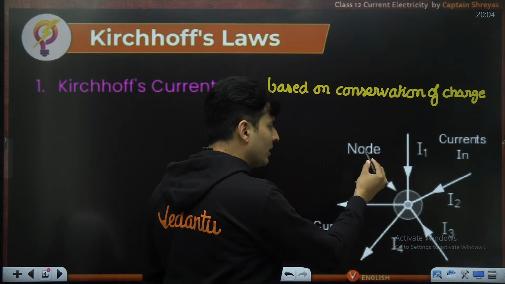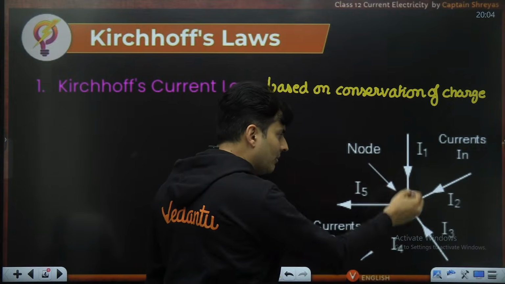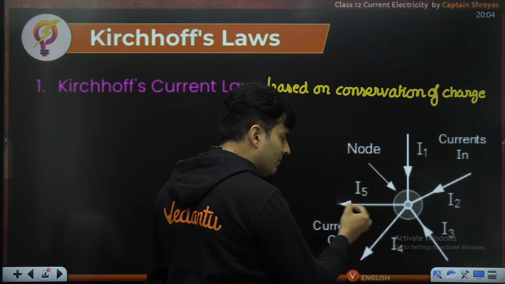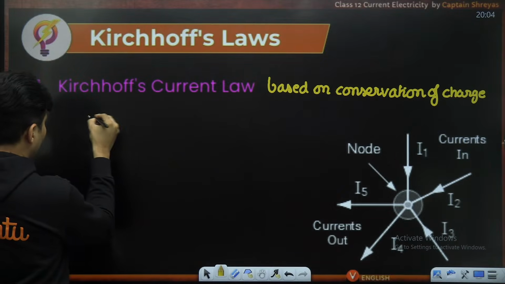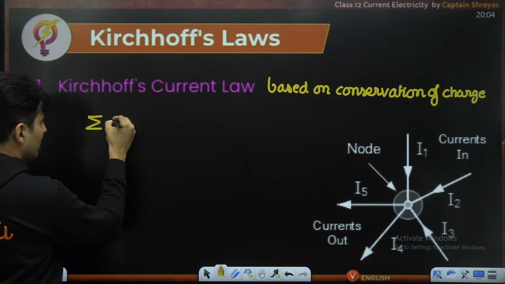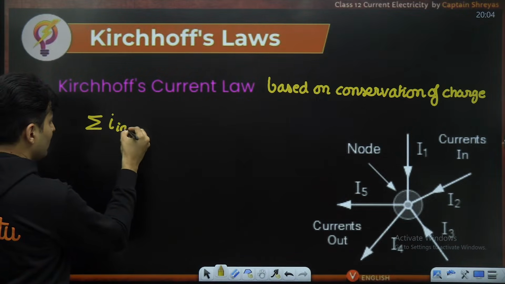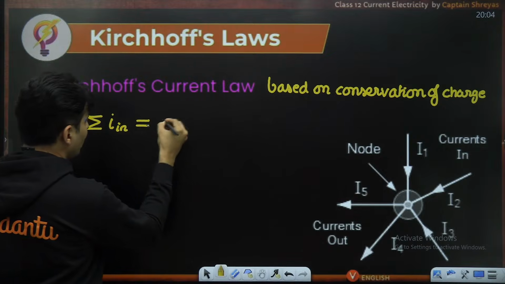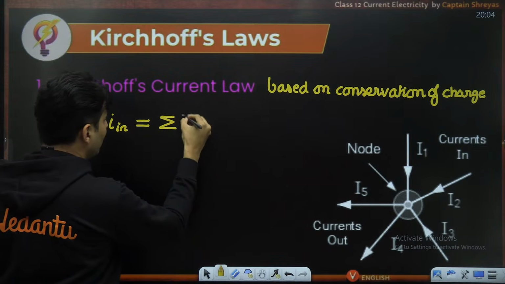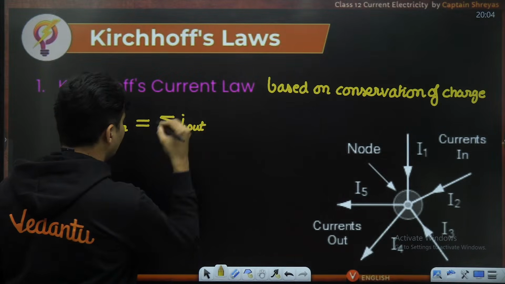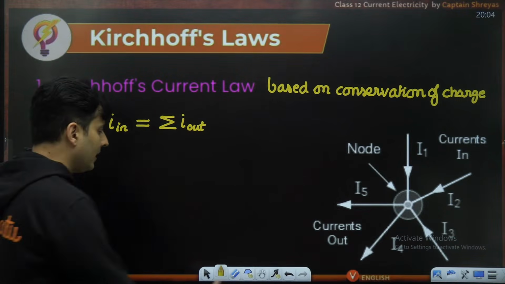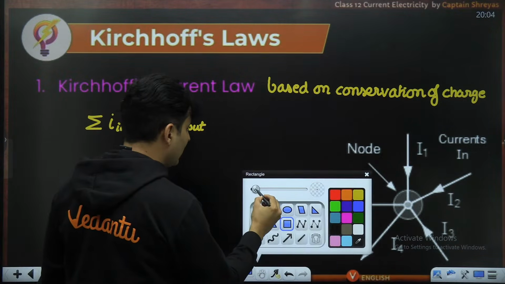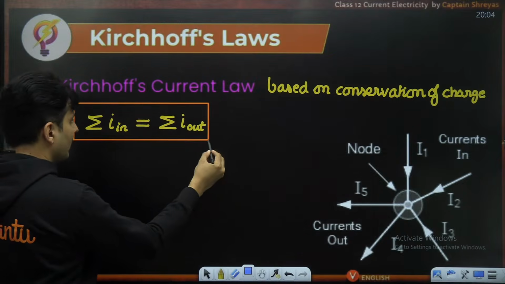So when you have a node or a junction, some currents might be entering in, some currents might be exiting out. So if you sum up the total, this is the symbol for summation. If you sum up the total current coming in, then it will be exactly equal to the sum of the currents which are exiting out. That is what it is. Total current entering in is exactly equal to the total current exiting out.